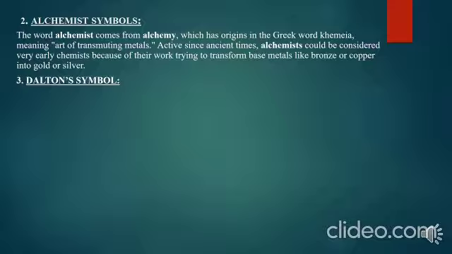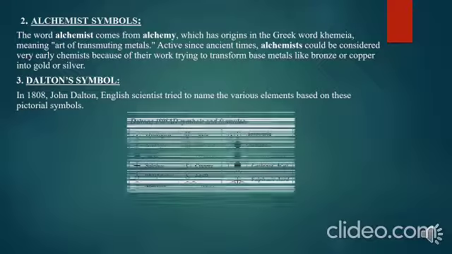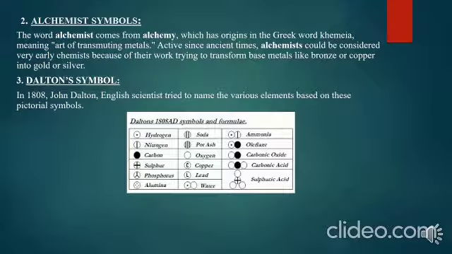The next type is the Dalton symbol. In the year 1808, John Dalton gave a pictorial representation of symbols. So this is how it looked. It also seems to be difficult, so they remain only of historical importance.